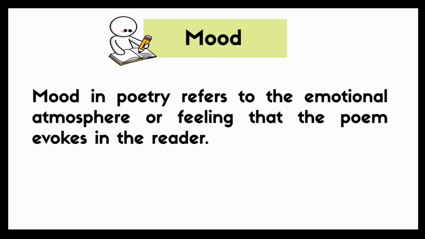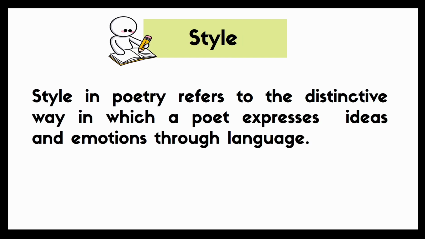The next is mood. Mood in poetry refers to the emotional atmosphere or feeling that the poem evokes in the reader. The next structure element to poetry is style. Style in poetry refers to the distinctive way in which a poet expresses ideas and emotions through language.